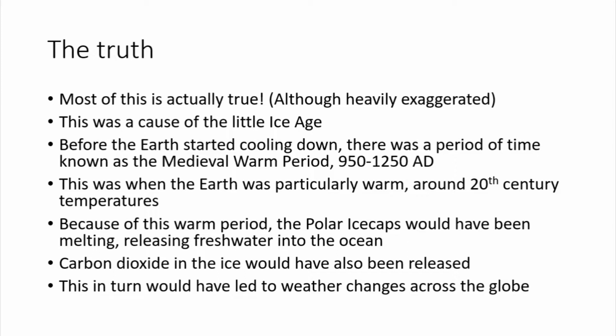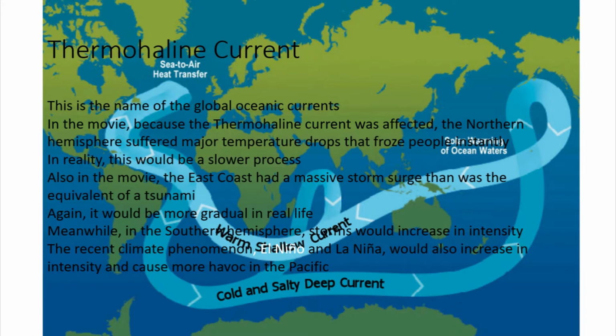Carbon dioxide would also be released from the ice, and this in turn would lead to weather changes across the globe. And so the thermohaline current is the name of the global oceanic currents. As you can see, warm water is carried along up here. This is the reason why it's not so cold in Britain, while Canada freezes its ass off in winter. It's because of this warm current.